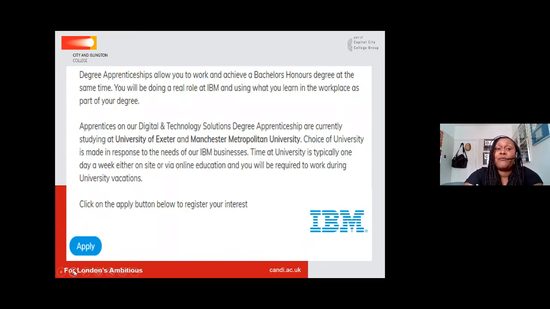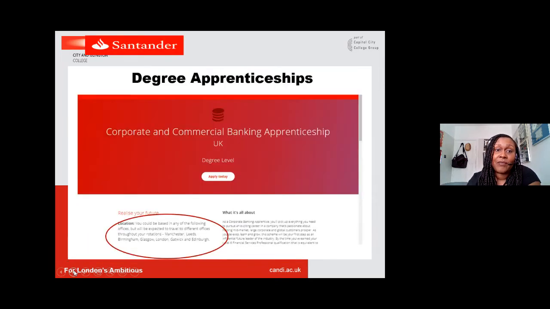Okay, so following on from IBM, I just wanted to alert you to the sorts of opportunities they're offering. They've got digital and technology solution degree apprenticeships, and at the moment it's currently linked to the University of Exeter and Manchester Met University. So it just gives you an idea of how they link and work alongside universities. Santander is also another very popular provider of apprenticeship opportunities, so it's worth checking them out as well.